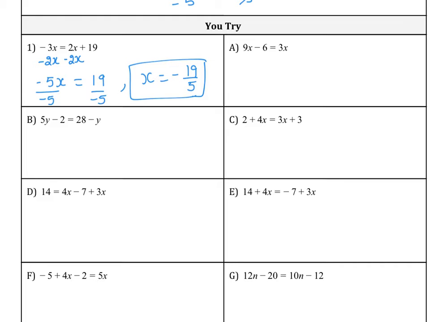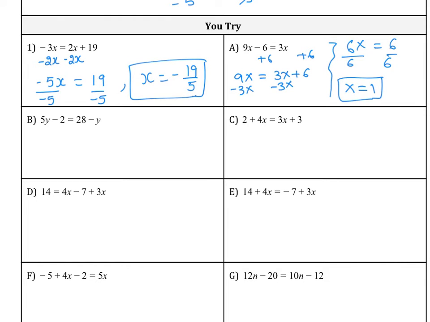So for letter A, first you need to bring the 3x on this side where the 9x is. First of all, get rid of this 6. So plus 6 on both sides. You're going to get 9x equals 3x plus 6. And then you're going to subtract the 3x from both sides. So 9x minus 3x is 6x equals 6. And when you divide by 6 on both sides, x will equal 1.